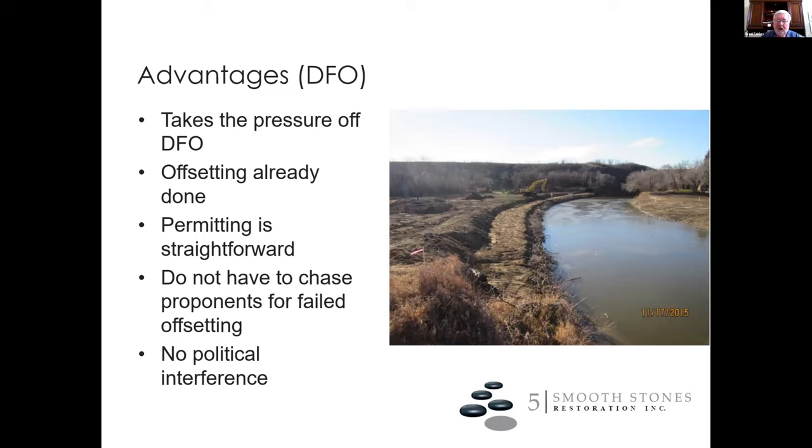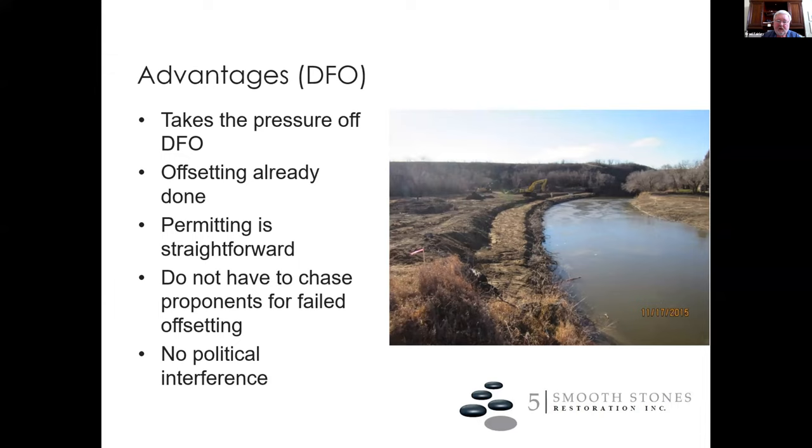The permitting for DFO is a lot more straightforward because basically if they have the credits available to offset for the project that they show up wanting a permit for, it's good. They don't have to chase proponents for failed offsetting. This is a significant problem that they have. The other one is there's no political interference where the premier of Alberta phones up and says that they really need this development to move forward, and so they need to get their permit granted ASAP. So there are a lot of advantages for both a proponent and for DFO in this.